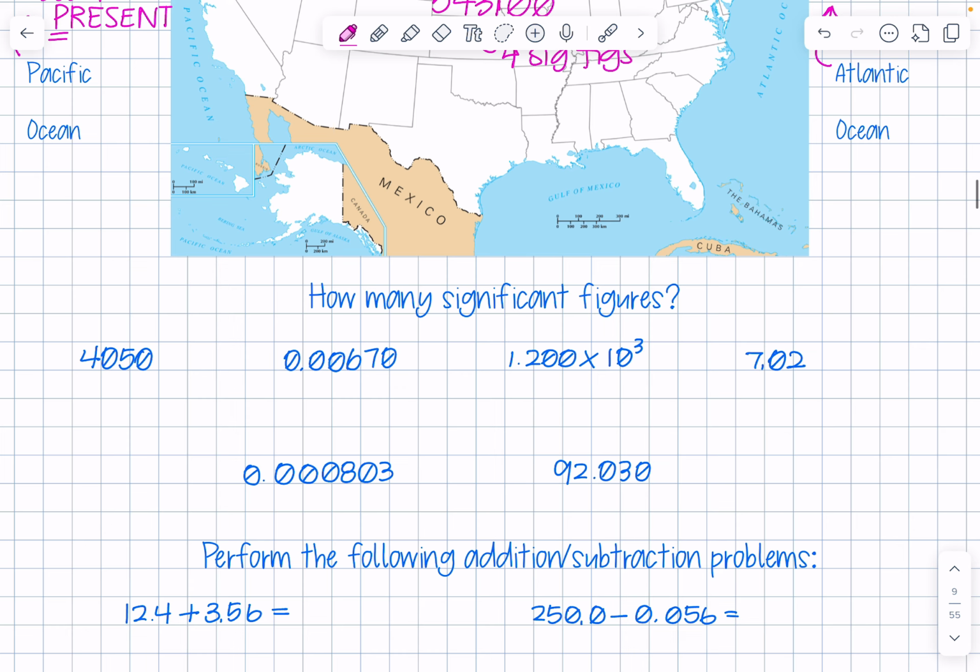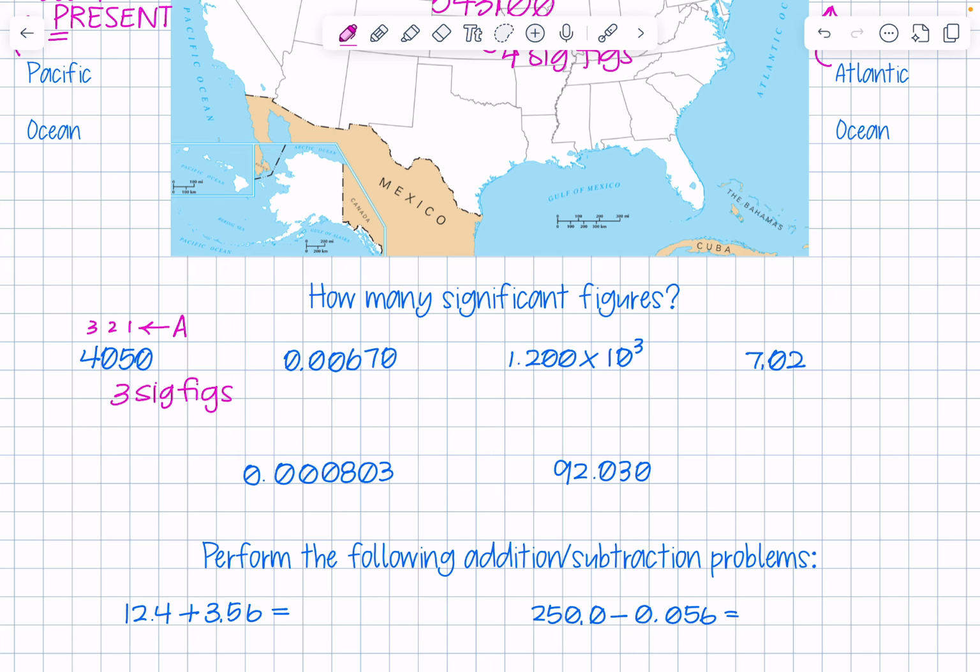So again, Pacific on the left, Atlantic on the right. The number 4,050, here we have no decimal. So I'm going to start on the absent side, go till I get to something that's not a 0, and I count 1, 2, 3. This number has 3 sig figs.